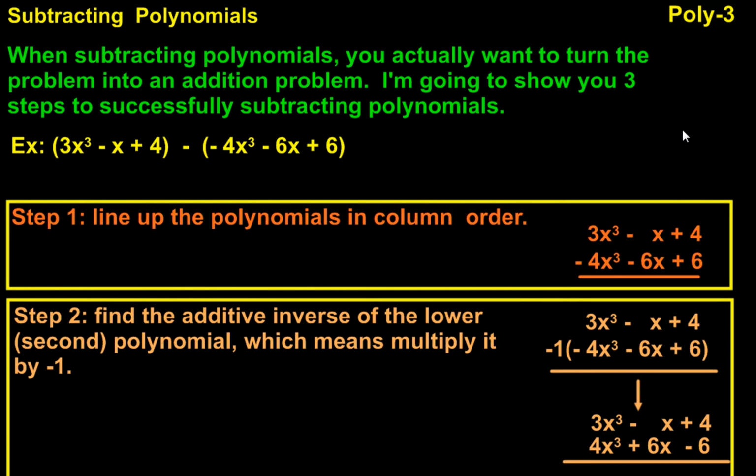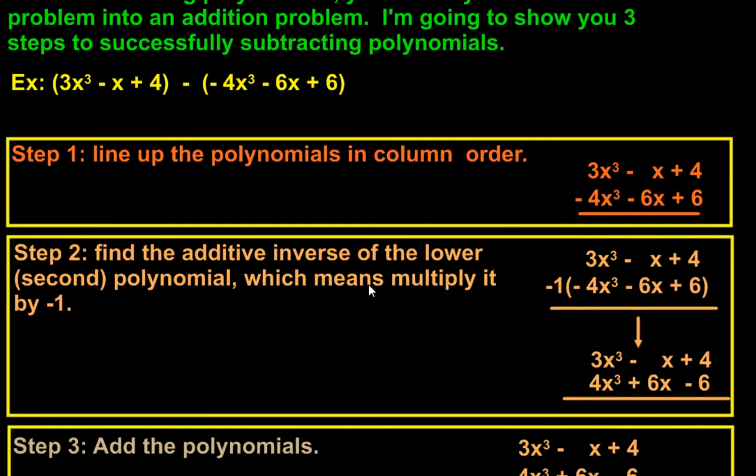When subtracting polynomials, you actually want to turn the problem into an addition problem. I'm going to show you 3 steps to successfully subtract polynomials. So for example, if you were looking at the polynomial 3x to the third minus x plus 4, and you were subtracting from it negative 4x to the third minus 6x plus 6. Step 1 is actually optional. You could leave the polynomial in this form up here as a line, but I like to set them up in column order. So for step 1, I suggest that you set them up this way. Take the second one and move it underneath the first one.